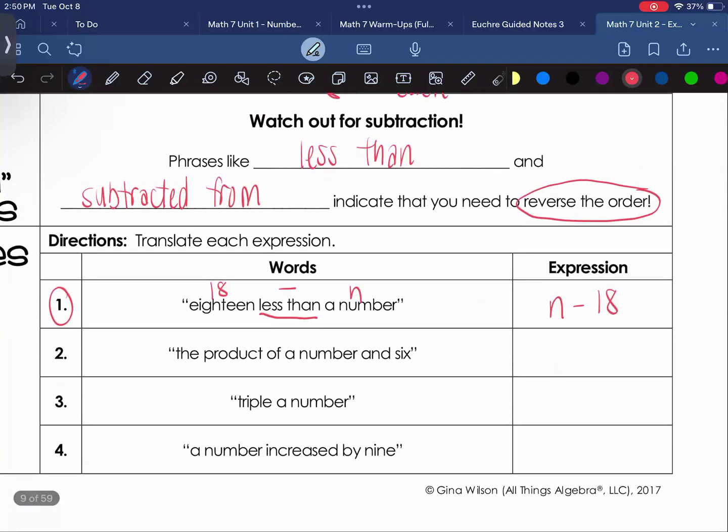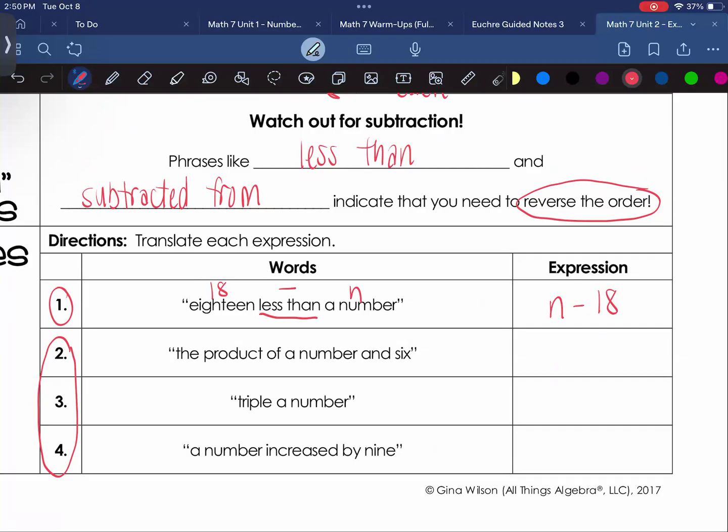All right, go ahead and try to do numbers 2 through 4 on your own. Underline the keywords and write your expression. So pause the video here to do that. All right, you should have paused the video, underlined your keywords, and written your expressions.